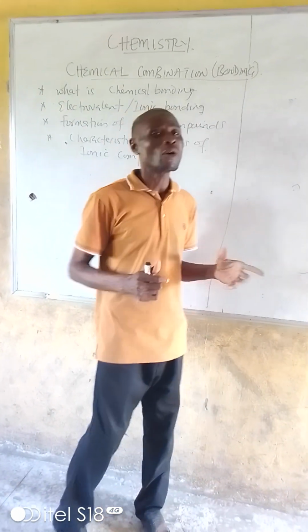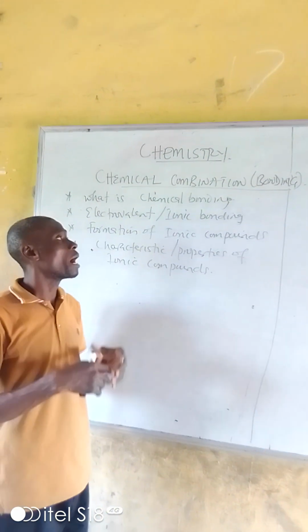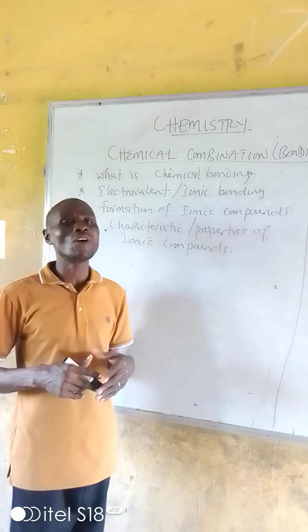So what do we have today? We are going to be looking at chemical combination, otherwise called chemical bonding. Chemical combination or chemical bonding. What do we call chemical bonding?